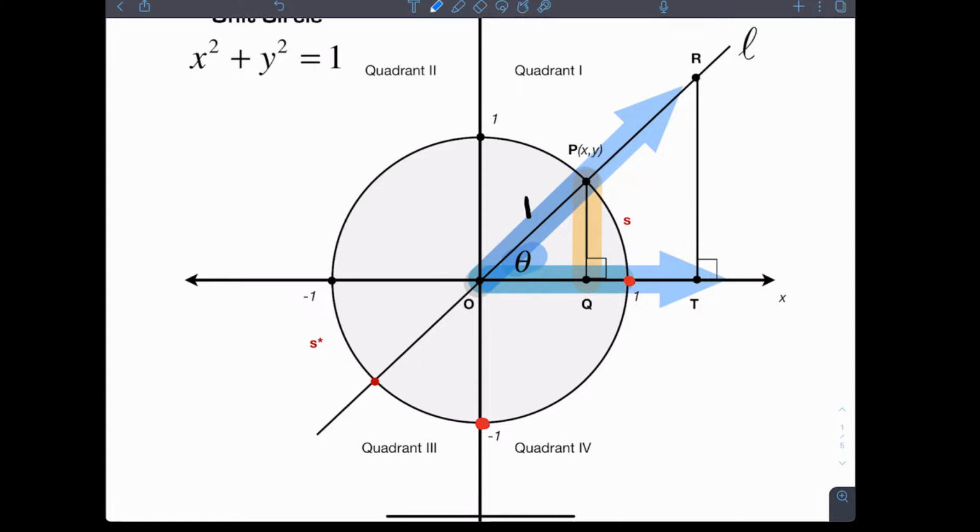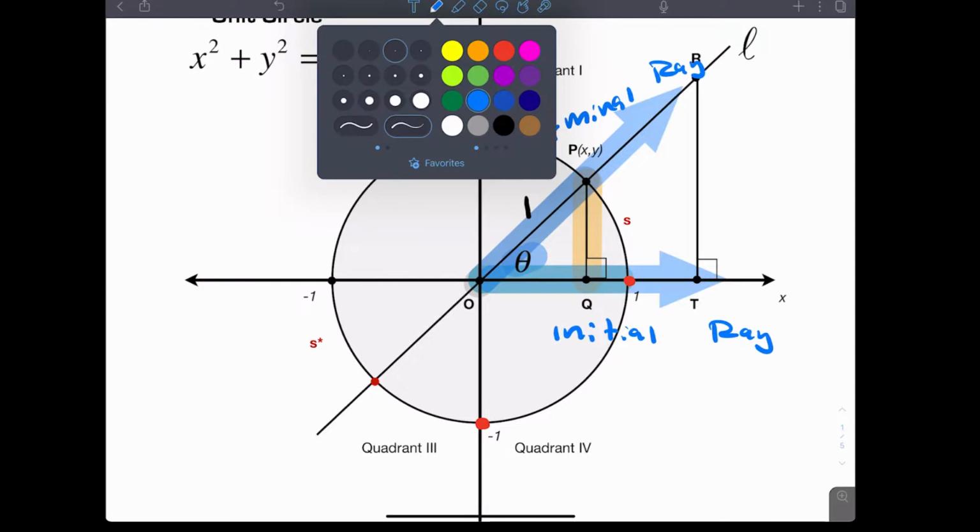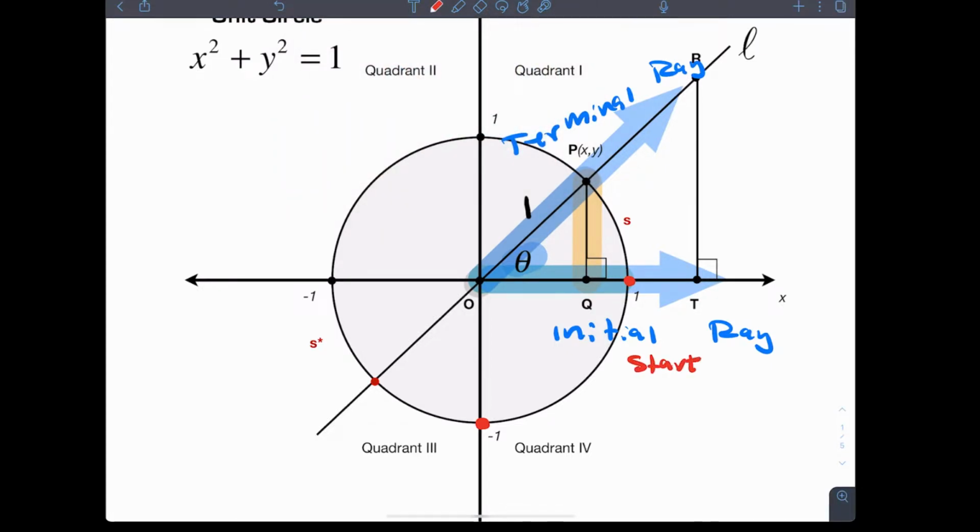So let me just let you guys know, this is called the initial side of the ray, the initial ray. This is called the terminal ray. Why is it called terminal? Initial means where you start. Terminal means where you end. You're supposed to be rotating counterclockwise, so you have the starting ray and the ending ray when you rotate. It creates this central angle called theta that has an associated arc length.